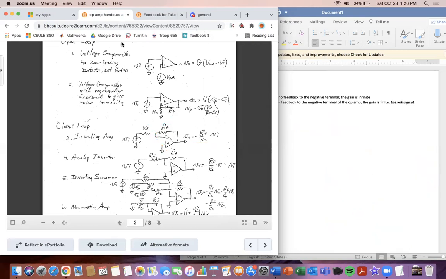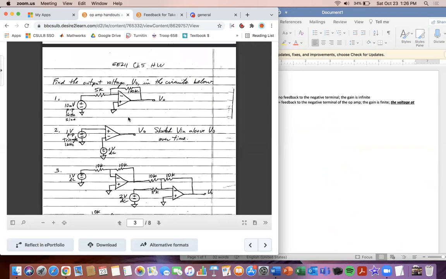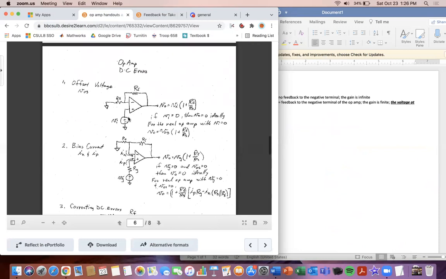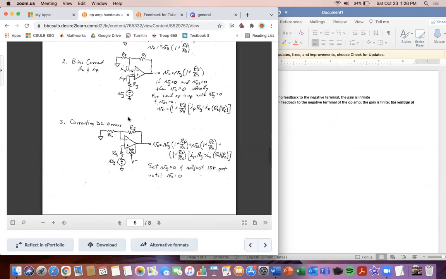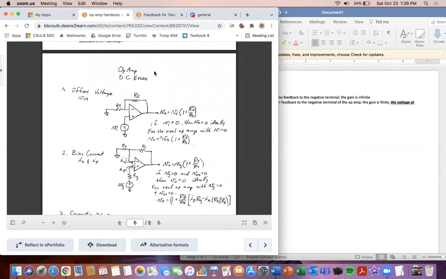And so now that we know that and we know how to do it, I'll be going through the last 3 which he wanted us to know: offset voltage, bias current, and correcting DC errors. And then I'll go back to homework questions. I'll just solve ones if you guys want, which ones I know how to do. And so let's go through the op amp DC errors.